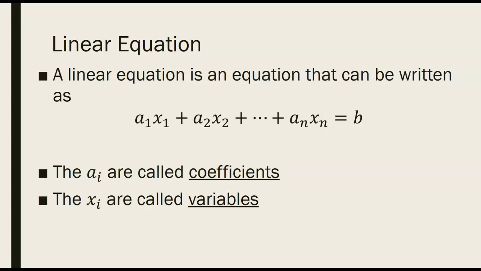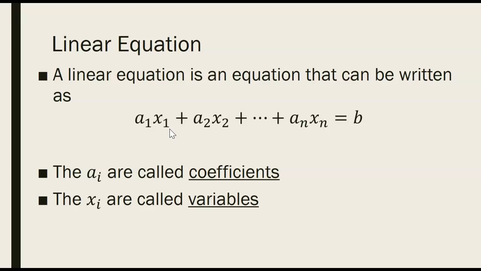A linear equation is an equation that can be written like this: a1x1 plus a2x2 plus so on and so forth, an xn equals b. All right, where these a's are going to be real numbers, generally speaking. These x1, x2, xn are our variables.